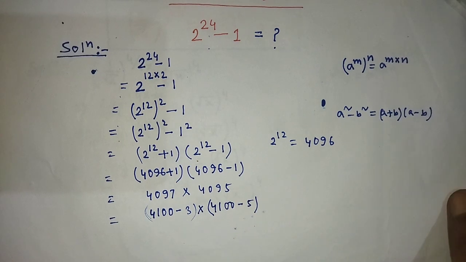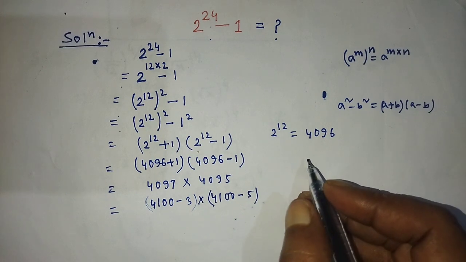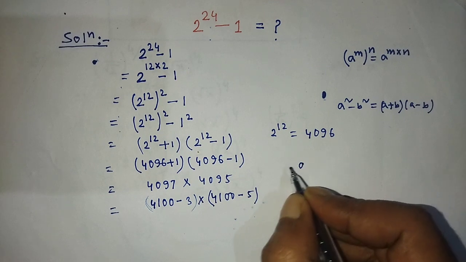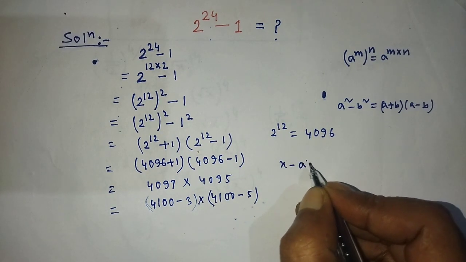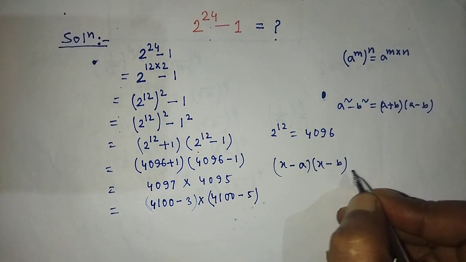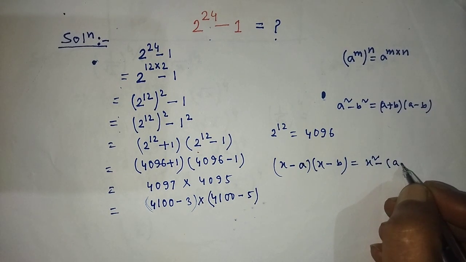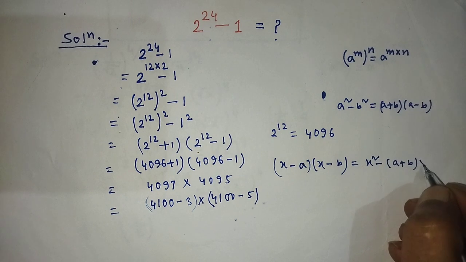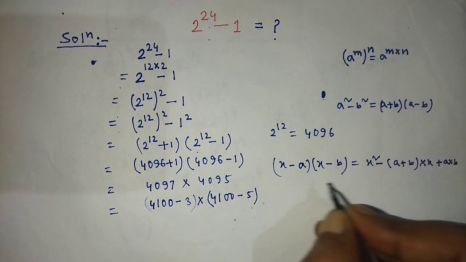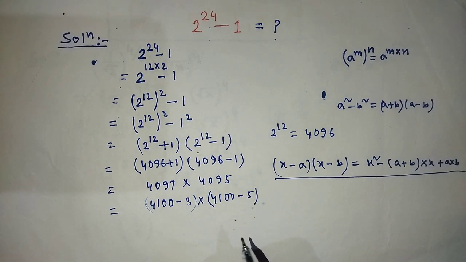So my dear student, to simplify this algebraic expression, again we have to apply a formula. Okay, x minus a into x minus b is equal to x square minus a plus b into x plus a into b. So this is our formula. Okay, so this formula we have to apply on this algebraic expression.